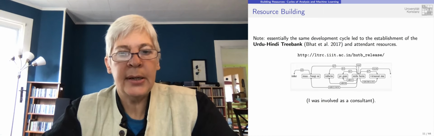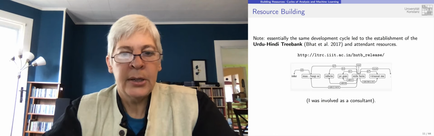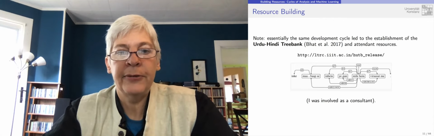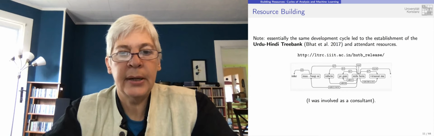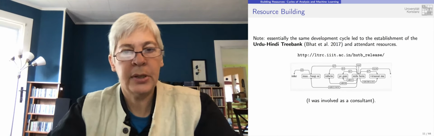And the picture I've got here is a dependency parse that they came up with, and you see these little letters in there, K1, K4. So this tree bank, this dependency parser, is based on Panini's grammar of Sanskrit, so Panini's way of doing dependency parsing, which they adopted for Hindi, which is quite reasonable, I think.